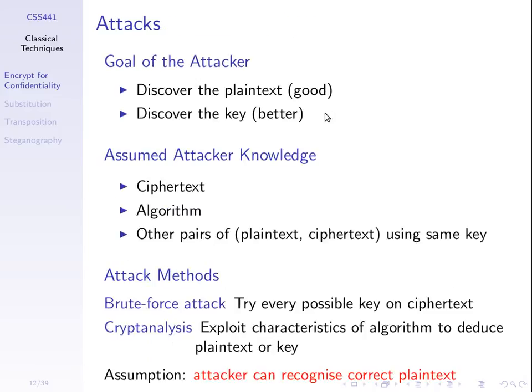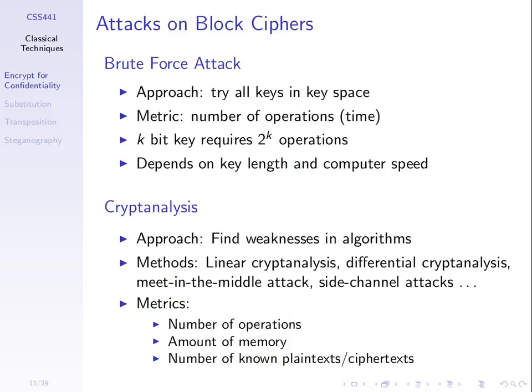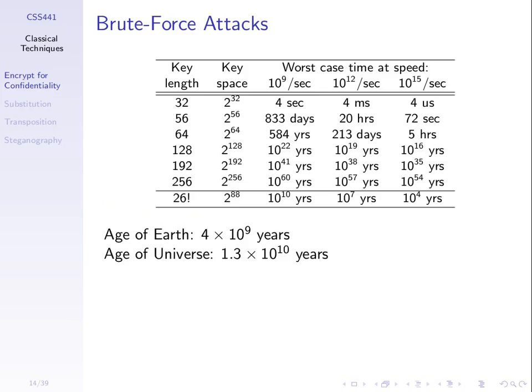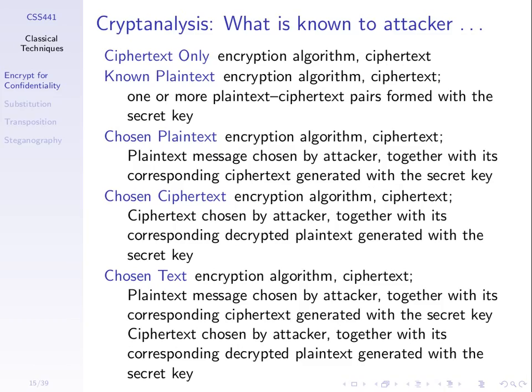I'll go back to give you the context. When we talk about the attacker, we said the attacker wants to find the plain text or the key. What's known by the attacker? They know the ciphertext, they know the algorithm, and sometimes we assume that they know some plain text, ciphertext pairs. And we've just seen that in the meet in the middle attack. Well, there's a different classification of what's known. So what is known to the attacker? There are different names given to the information known.